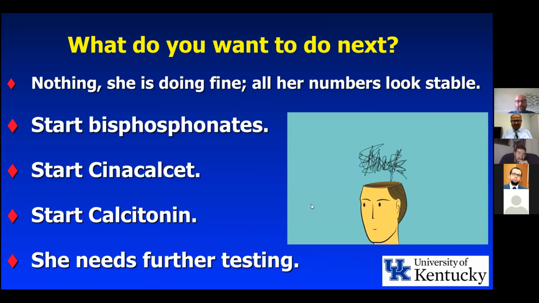Okay, so let's discuss number one. Number one is nothing: she is doing fine and all her numbers look stable. As I said, and Dr. Magdi said, even if her serum calcium is normal and her serum phosphorus is normal, it doesn't mean that she has normal bone turnover or normal calcium or phosphate balance. Definitely, we diagnosed her with the gold standard, bone biopsy, and she had low turnover bone disease. PTH didn't improve much.